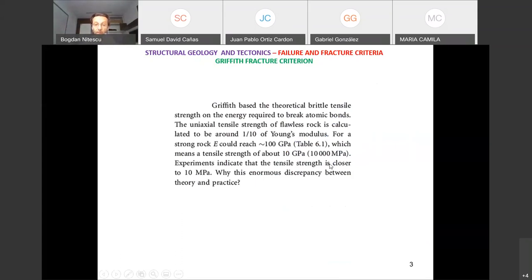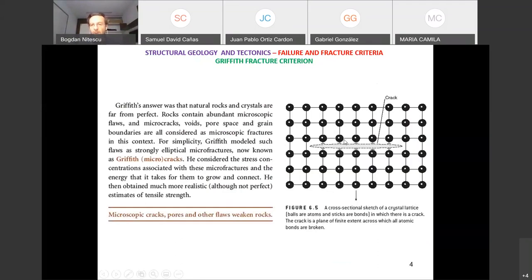Now, when Griffith started doing the experiments, so that's why it's experimental science, he noticed that the tensile strength is something like 10 megapascals. Theoretically it should have been 10,000 megapascals, but it's only 10 megapascals. Why? That's what Griffith realized: materials, and especially natural materials, are not perfect. We imagine the rocks and the crystals as having a perfect atomic structure, but they contain flaws. The flaws are like micro cracks, voids, zones where the atomic structure has a defect.